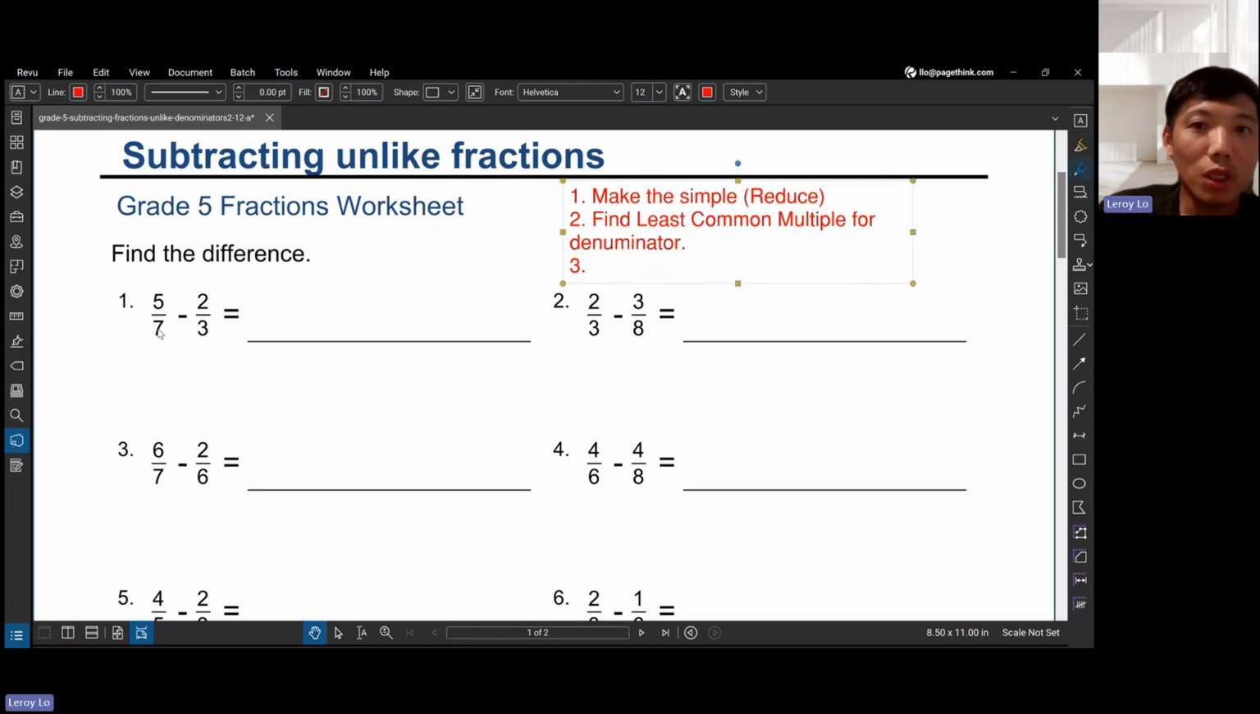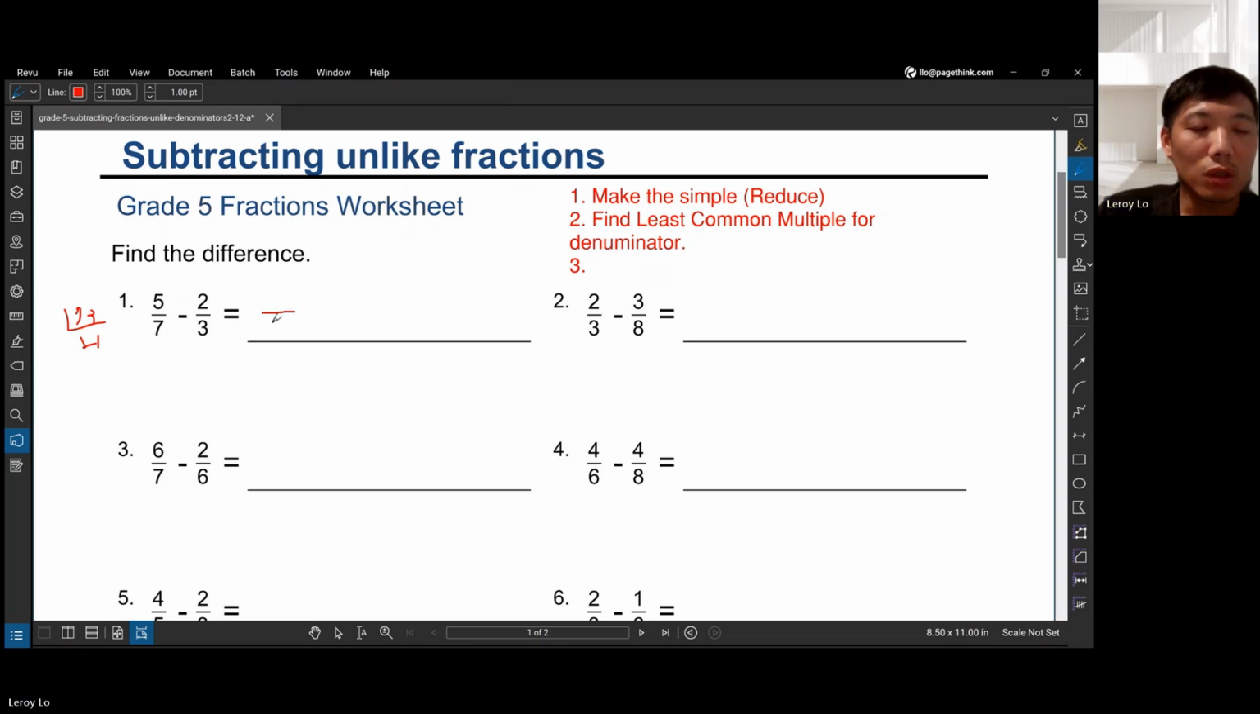So first one, we need to make the simple form here. So 5/7 minus 2/3. So 5 and 7, 2 and 3, there's no common factor for this. So this is already the simple form. So number 2 will be find the least common multiple for denominators. So you can see 7 and 3. So it will be 7 times 3, which is 21.